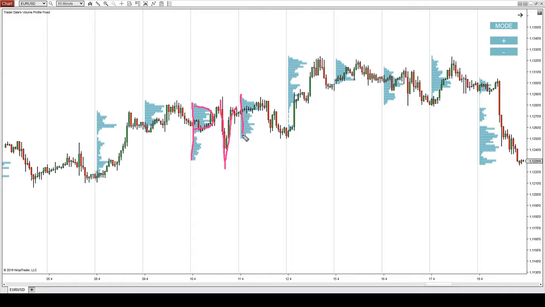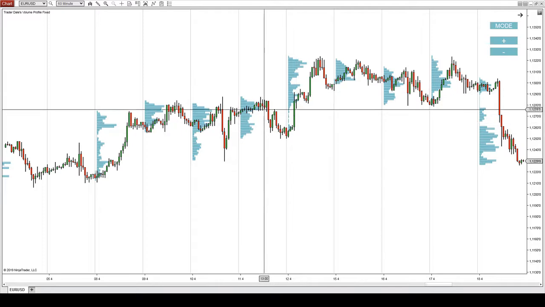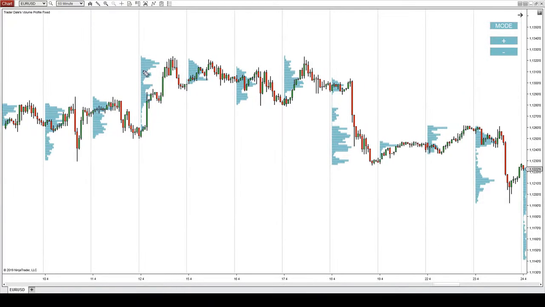Afterwards, there is this weird profile, hard to tell what it is. It looks like a P-shaped profile, but the price is closing at the low of it below the 50%, so it is not a P-shaped profile. So I wouldn't really classify this one as any sort of profile. What happens next is that there is a thin profile, or it sort of looks like a P-shaped profile.